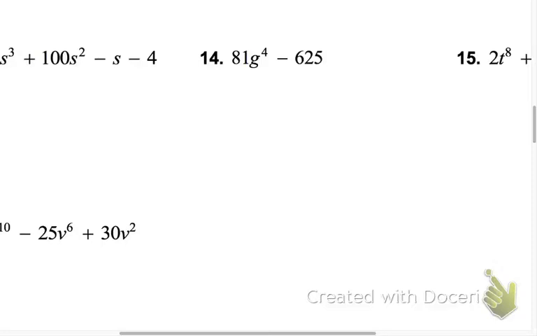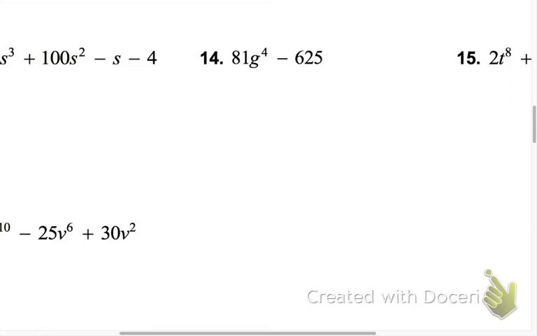Okay, so with 14 on 4.4 and factoring polynomials. So we have 81g to the fourth minus 625. So there's only two terms. There is a subtraction. So then what two options do I really have? Okay, I don't have a GCF.